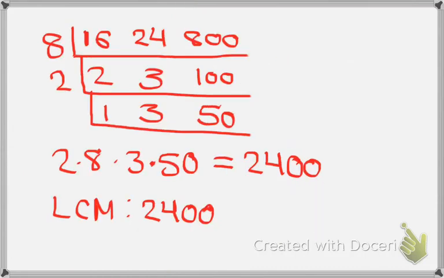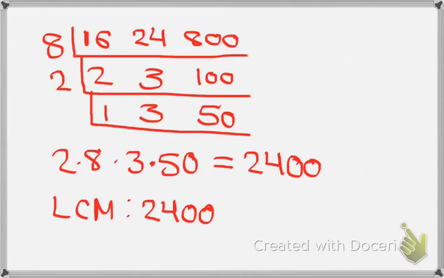The last method for LCM is the ladder method. You guys could be like, what? You did that for GCF. You can also do this for LCM, but there's only one catch to it. I'll show you when we get there. So we're going to find the LCM of 3 numbers: 16, 24, 800. Let's see what can be divisible by 8.